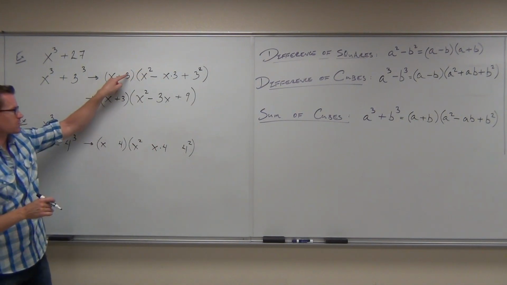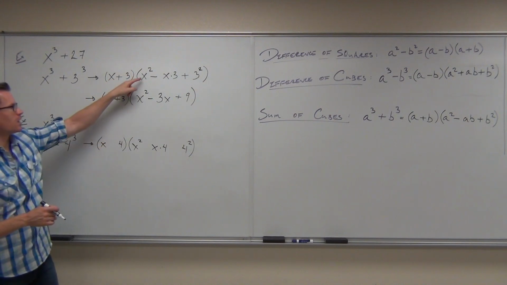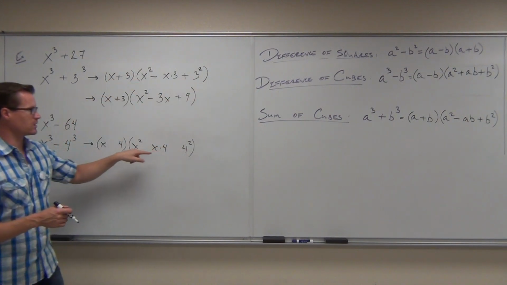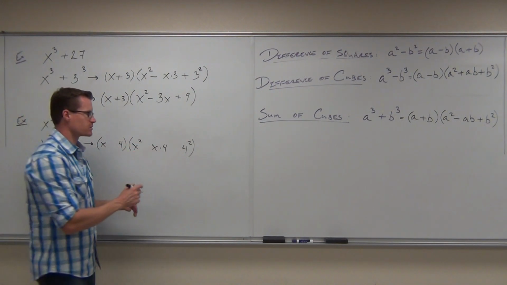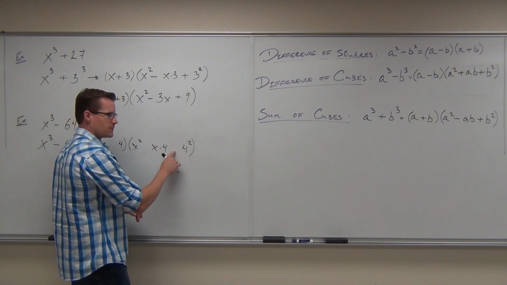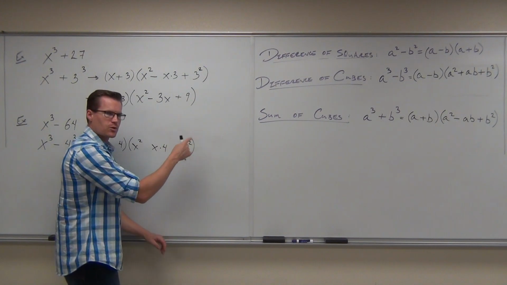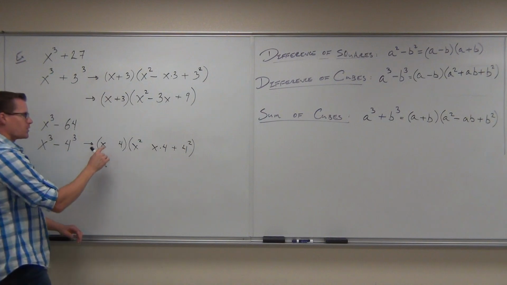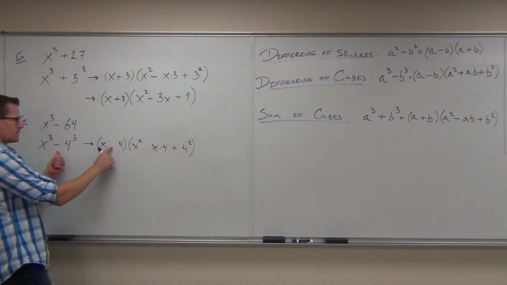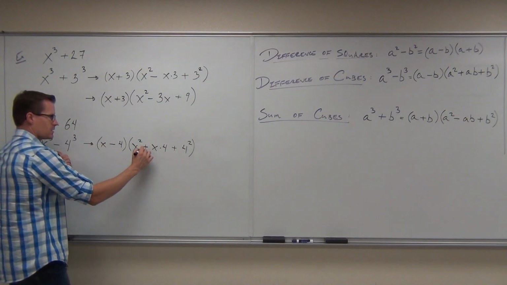Here's x, x, 3, okay, 4. It's a different number. X squared, 3 squared, 4 squared. X times 3, x times 4. The only difference is in the signs. The signs are what's important here. This, what's that going to be? Plus. Always a plus. Can a number squared ever be a negative? No. Always a plus. How about that sign? Negative. Same sign? Different signs.